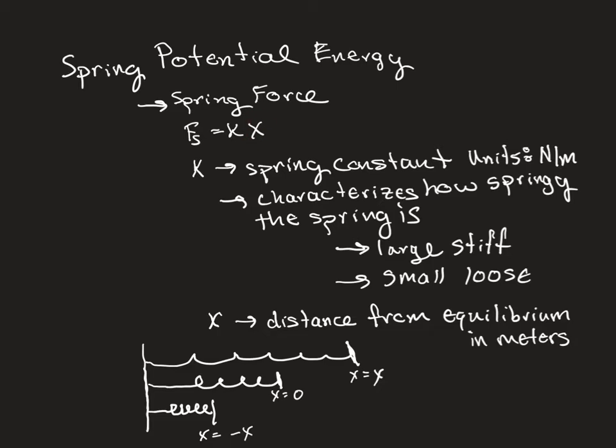And X in this formula is the distance from equilibrium. So if you lay a spring down on its side, it has a natural resting place. And that's where X is going to be 0. So we would mark the end of the spring as being where X equals 0 is. And if we pull the spring back, X is going to equal some value, or if we push the spring in, X is going to equal some negative value because you've compressed it. So this is how you would calculate the spring force.